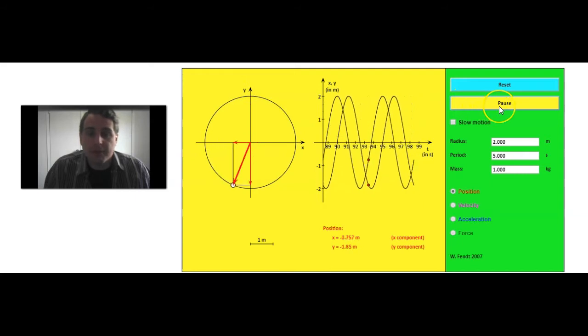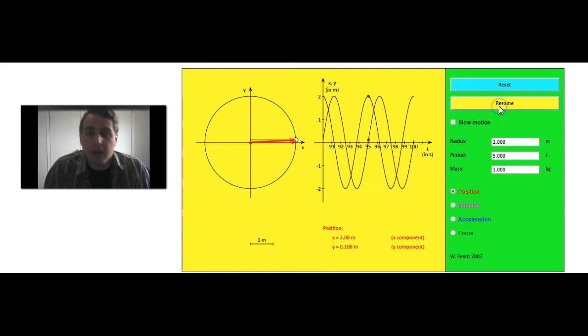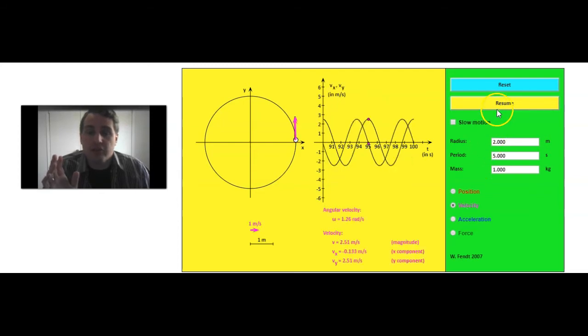Okay, so let's in fact pause for now. And now I want to ask you, what do you think the velocity vector direction should be? Okay, so hopefully you had a chance to pause there. And the velocity vector direction should always be tangent to the path. So it should always be tangent to the circle.